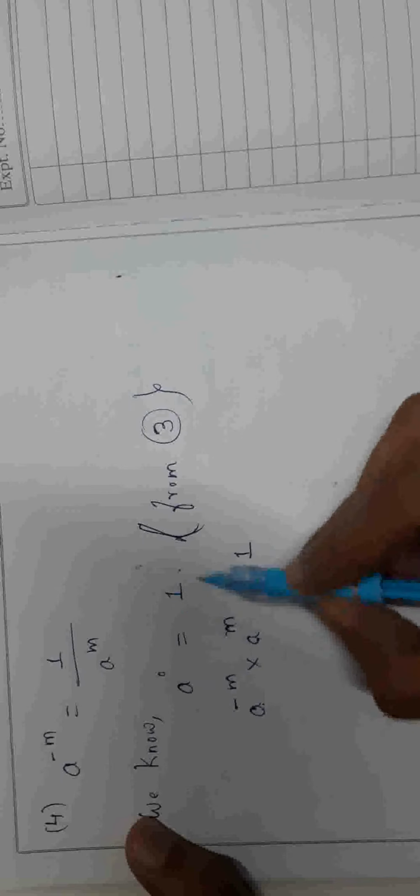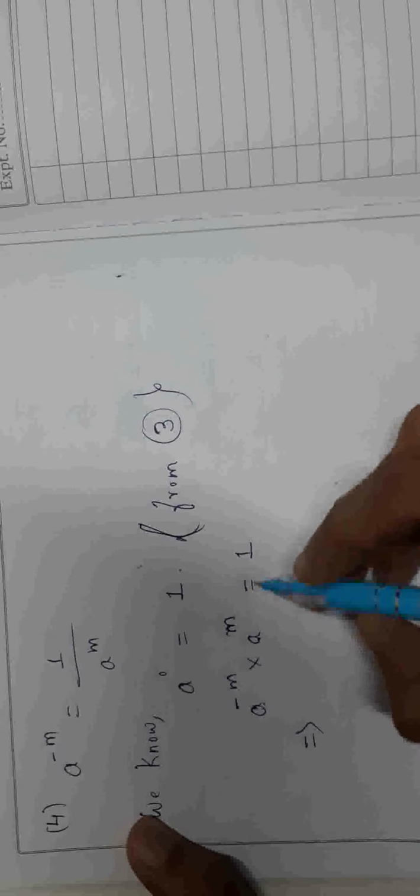Therefore left hand side remains same. I am not violating the statement. So instead of a to the power 0, I can write a to the power minus m into a to the power m, and right hand side remains same, equal to 1. This is called left hand side, this is called right hand side.